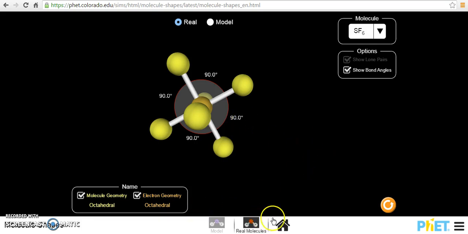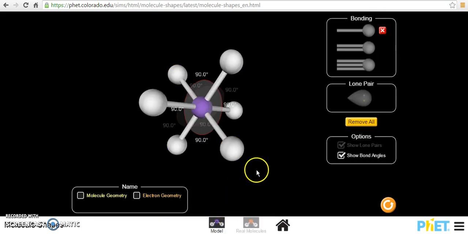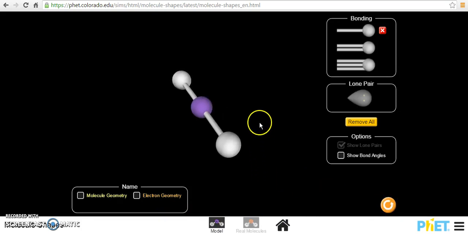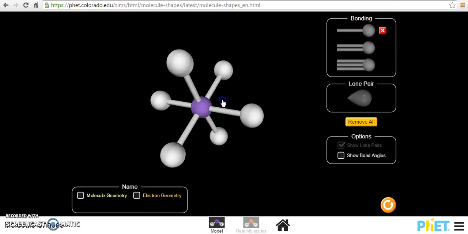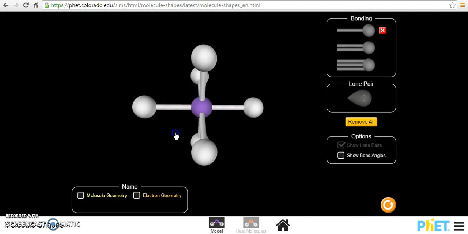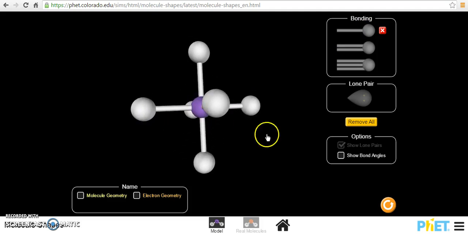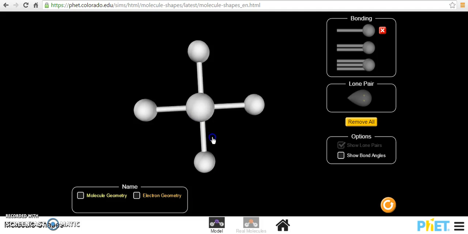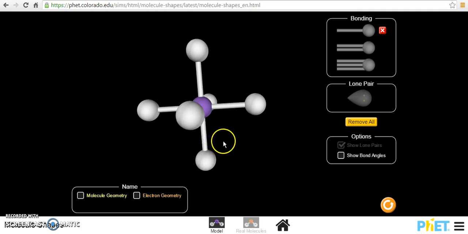There aren't very many negative things about the simulation. I think the only downside to the simulation is that we are limited to 1 central atom and only up to 6 bonding atoms. But other than that, there are no real negatives to this simulation. I would definitely recommend this to any students who are struggling with visualizing 3-dimensional shapes in their chemistry classes.